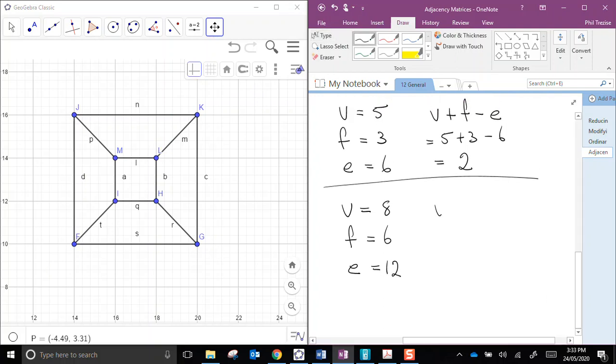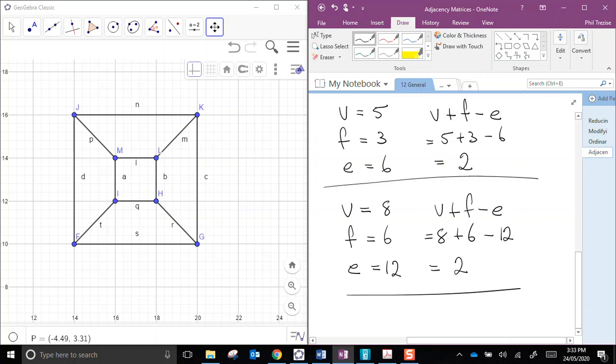What was that rule? V plus F minus E. There are 8 vertices plus 6 faces minus 12 edges. 14 minus 12 is 2. It came to 2 again.